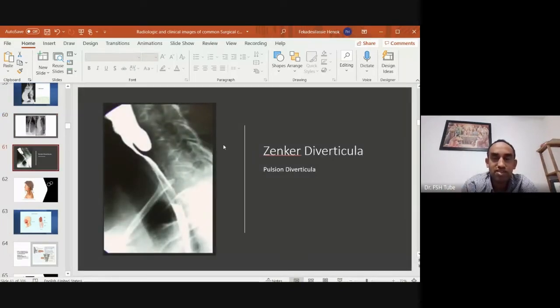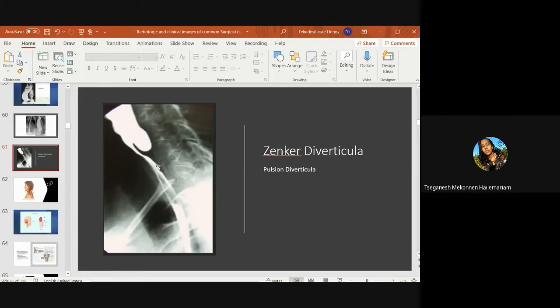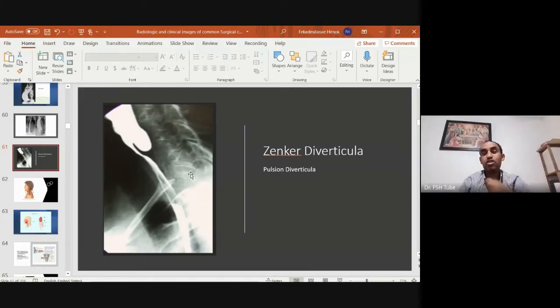You see this, the diverticula. Diverticula by definition is an outpouching, right? So there is an outpouching, right? And there is a contrast continues. Which part of the body are you looking at? Esophagus. That is the esophagus, part of the body.